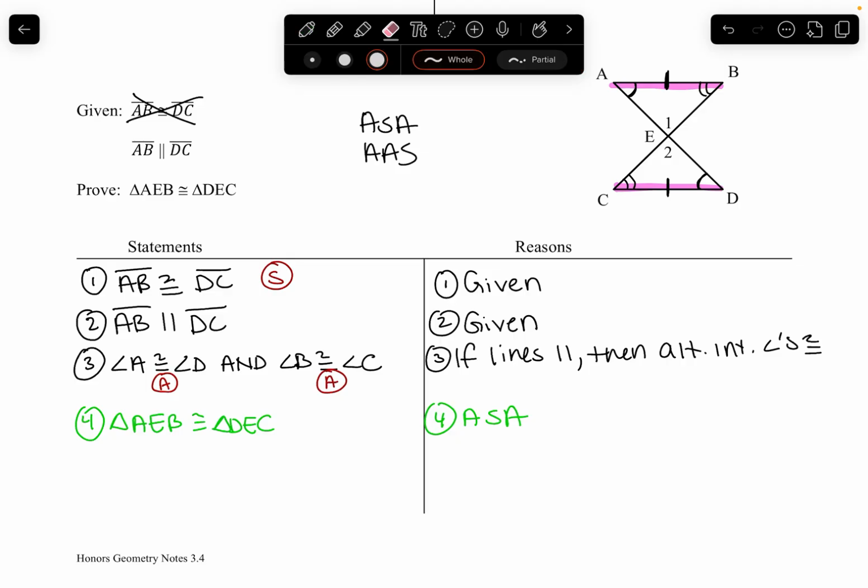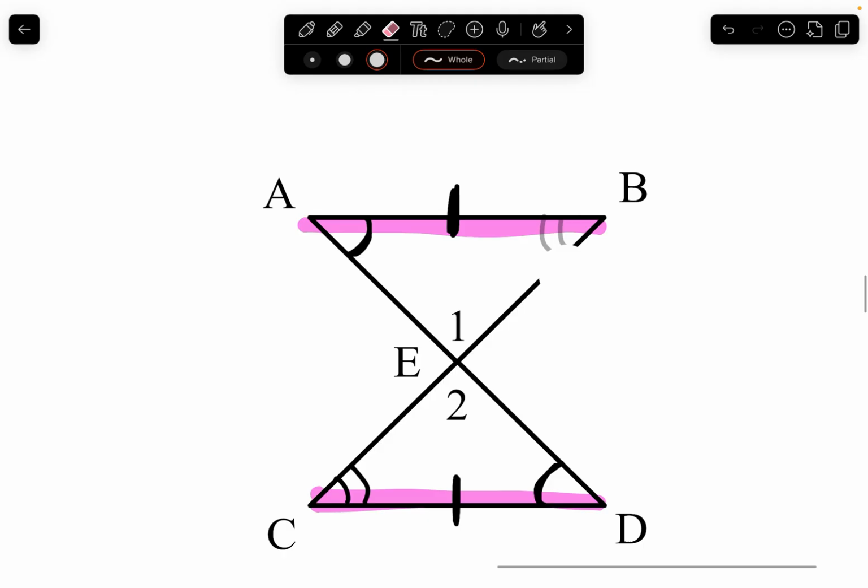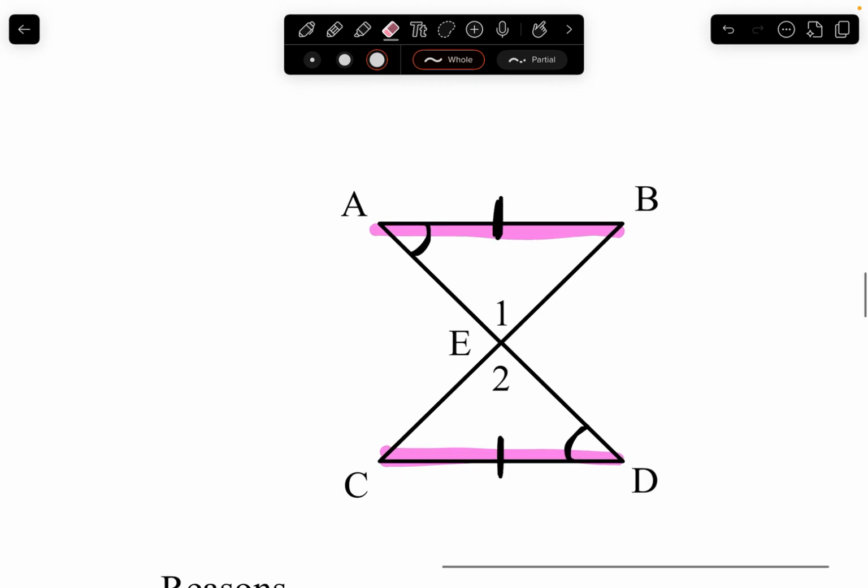Now, I'm going to do a little erasing, okay? And I'm going to do something a little bit different. Let's say that I just don't see or I don't really care to mention that B and C are congruent because that doesn't matter. At this point here, I don't have enough information to prove congruency. I have one side and one angle.